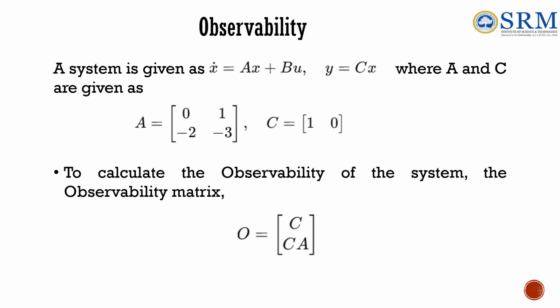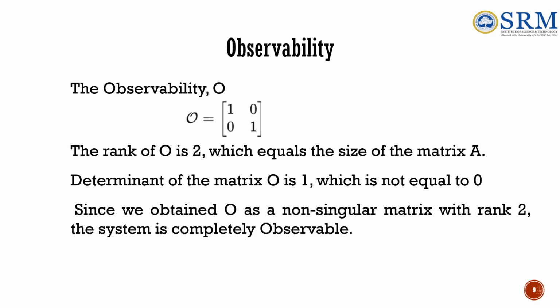To find out whether the system is observable, we need to calculate the observability matrix. The observability matrix is given as C, CA, CA squared, and so on, up to CA to the n minus 1. Here n is 2, the number of states or the rank of A. So we can write the observability matrix O as C and CA. After calculating C and CA, we get the observability matrix O equal to 1, 0, 0, 1.